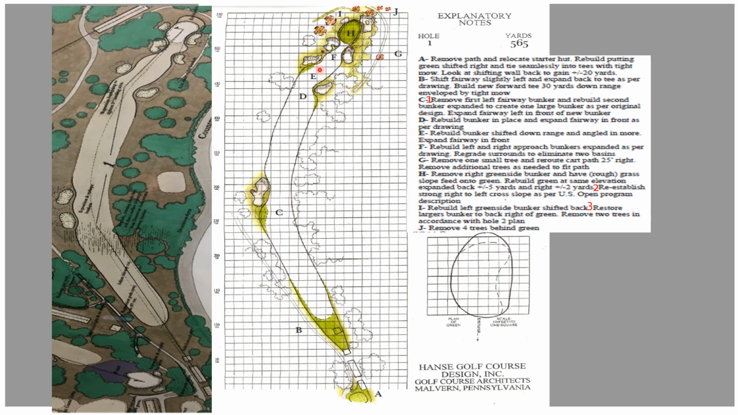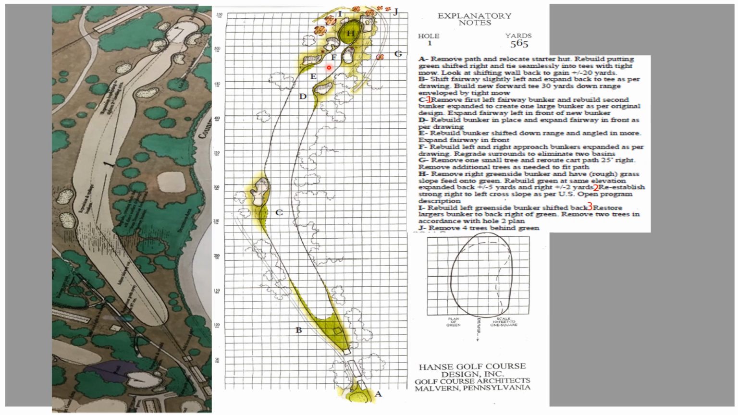E, rebuild bunker shifted downrange and angled in more. So here's the existing bunker. It's not a huge change here, just kind of angling in a little bit more, pinching this just a little. F, rebuild left and right approach bunkers expanded as per drawing. Regrade the surrounds to eliminate two basins. So it's this area here. We have a basin currently right here and right here. He's not a big fan of those. That is drainage that goes into a drainage grate and goes out.